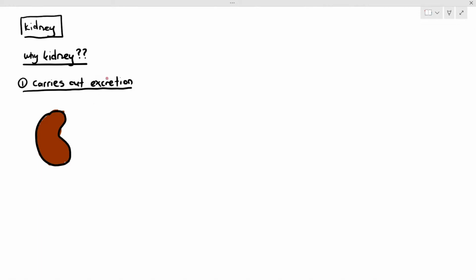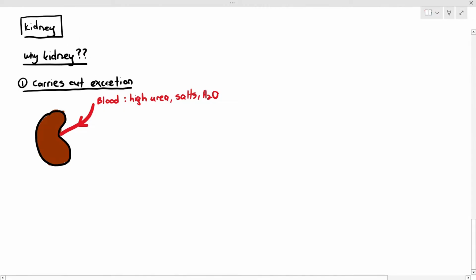receive blood through a blood vessel represented by the red arrow. The arrow shows the blood entering the kidney, and the blood going into the kidney will usually have a high concentration of urea, which is a waste product. They have salts like minerals, ions, or salts such as sodium ions, chloride ions, potassium ions, calcium ions and such, which you get from your diet, and you also have lots of water.